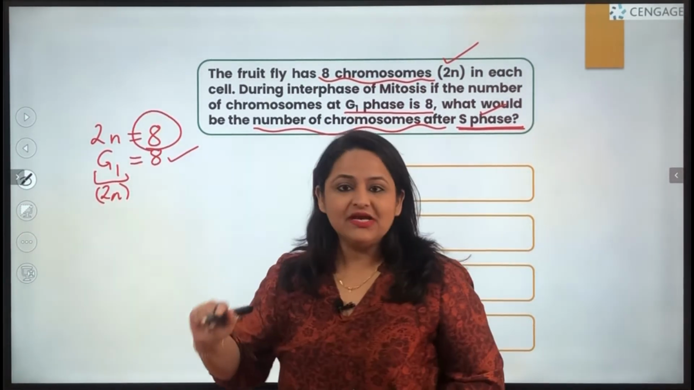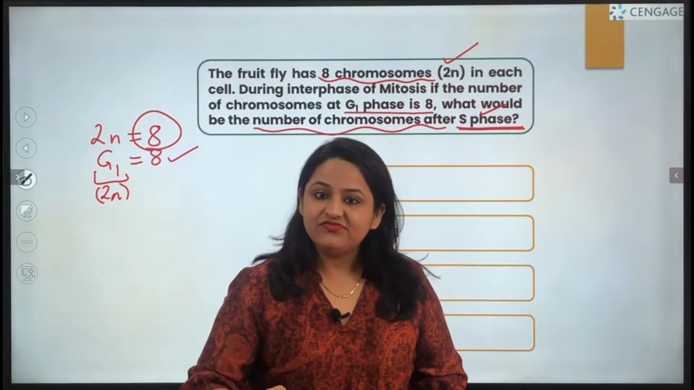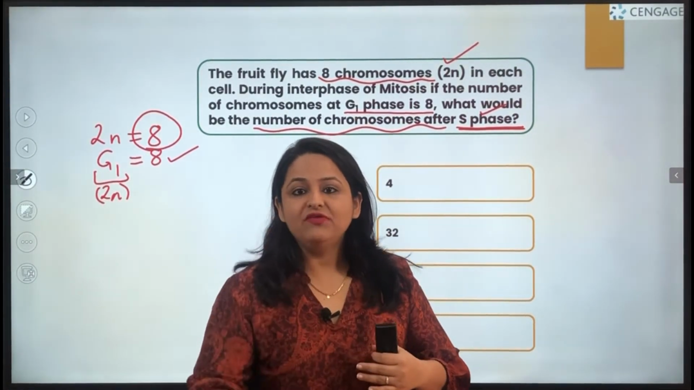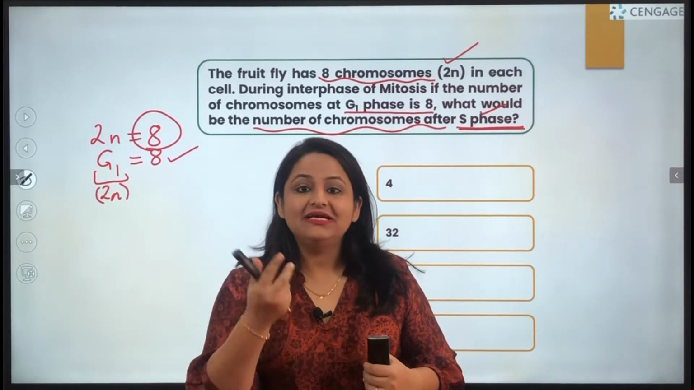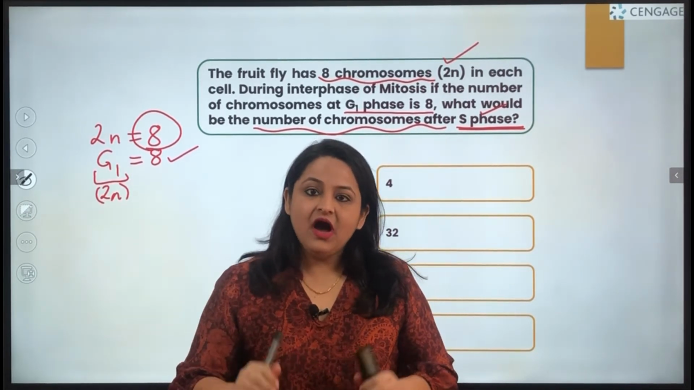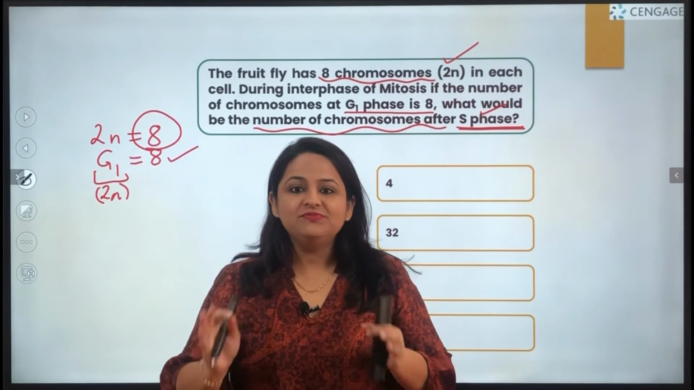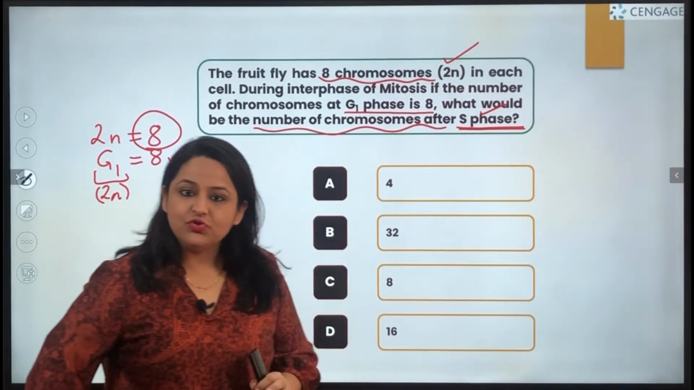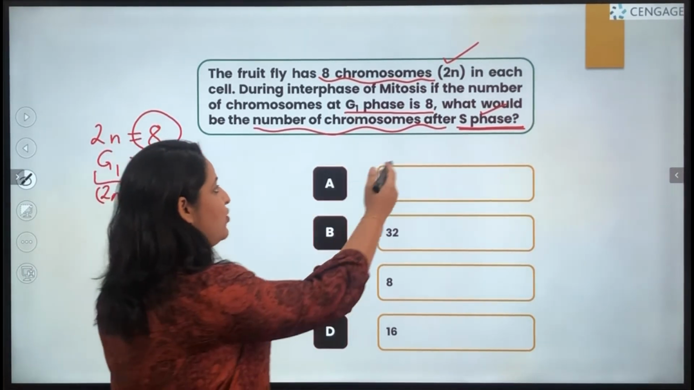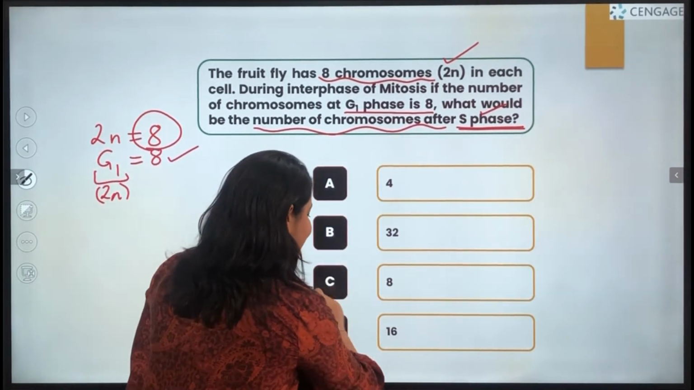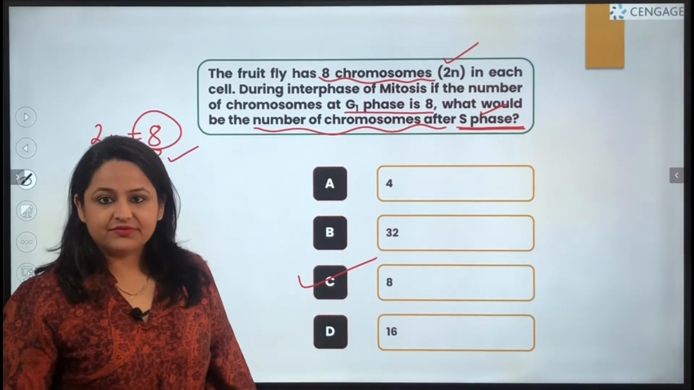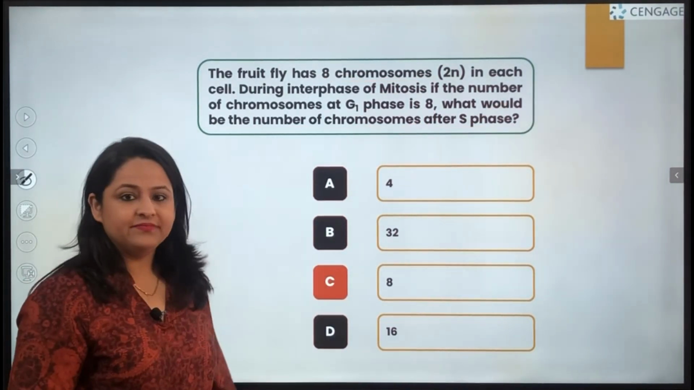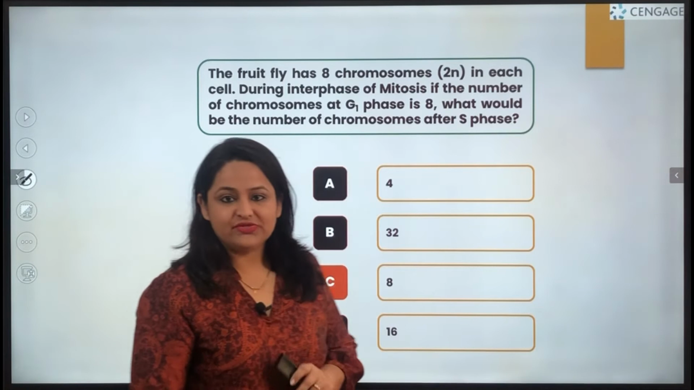We have to understand one thing, that during the S phase, it is only the doubling of genetic material, that is the content is doubled. However, the number of chromosomes remains the same. So here, if they are asking the number of chromosomes, it remains same, we will go with the option 8 itself and C forms the correct option. So answer is C. A very simple and an interesting question.